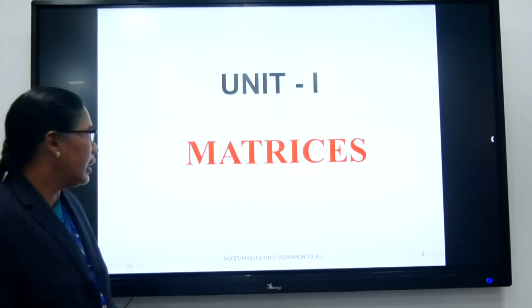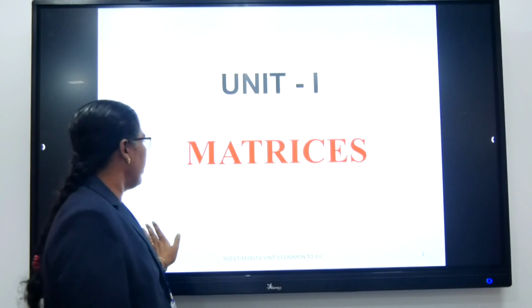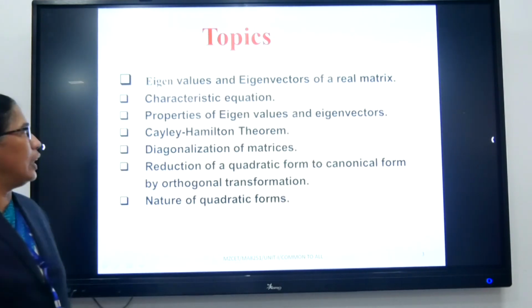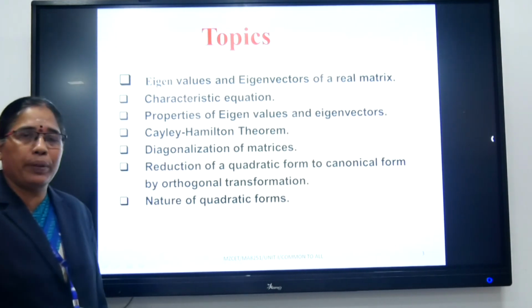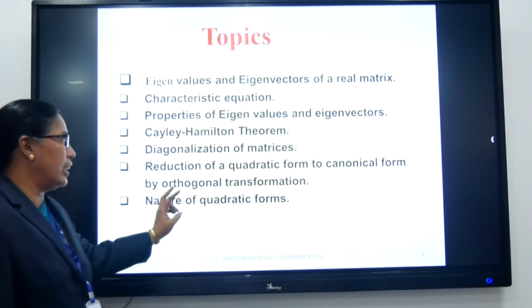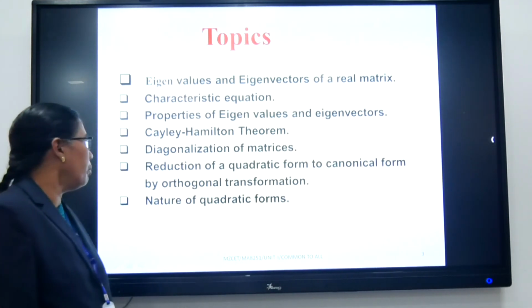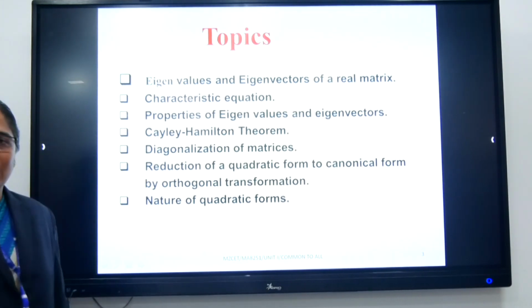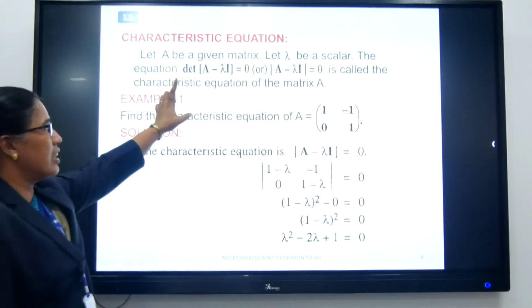Good morning to all. The first unit is matrices and calculus. In this unit, we see about the topic eigenvalues and eigenvectors of a real matrix, characteristic equation, properties of eigenvalues and eigenvectors, Cayley-Hamilton theorem, diagonalization of matrices, reduction of a quadratic form to a canonical form by orthogonal transformation, nature of a quadratic form. The first topic we see is the characteristic equation.